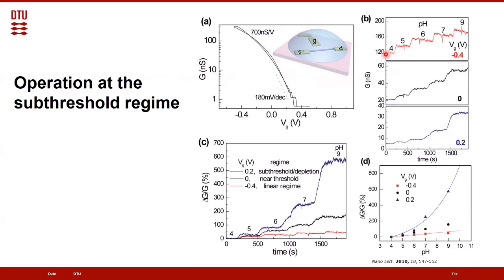Indeed, if we change the pH in the solution at the three different regimes over here, we can see that in all cases there is a change in conductance that we can measure. But if we now plot the relative change in conductance, so the conductance change divided by the base conductance, which is the sensitivity of the nanowire, we can see that at the subthreshold regime, the change in conductance is actually the highest.